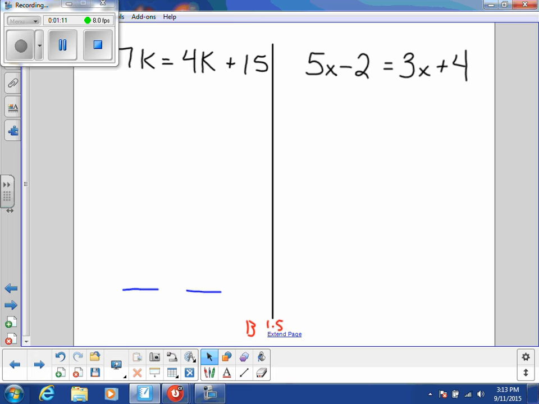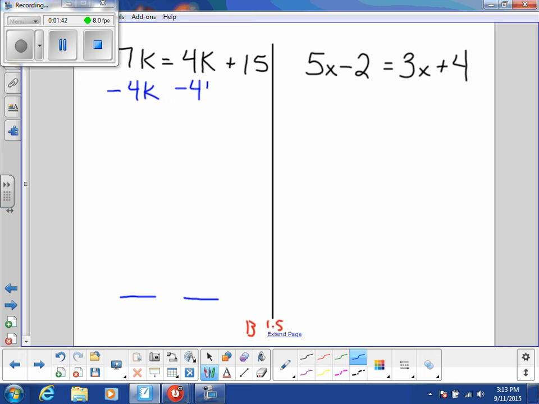When like terms are on opposite sides of the equals, you have to use opposite operations to get them together. So the 7k and the 4k need to be on the same side. It doesn't matter if your variable is on the left or on the right, and you should make a decision early on which way you want it to be. So right now, since there are no other constants on the side with the 7k, I'm going to subtract 4k from both sides, keeping the equation balanced.